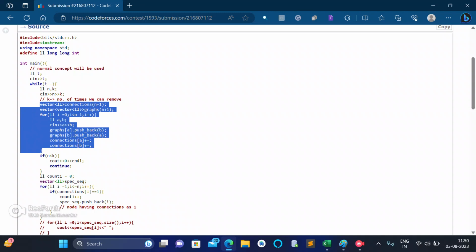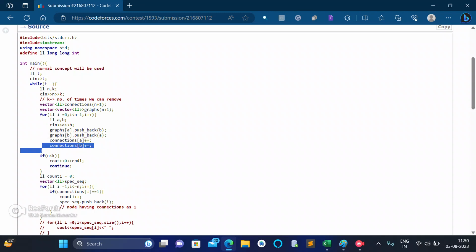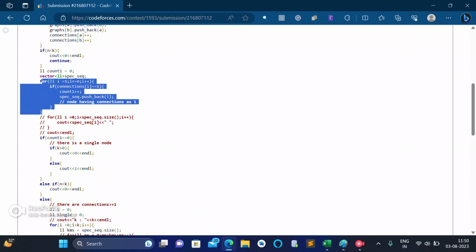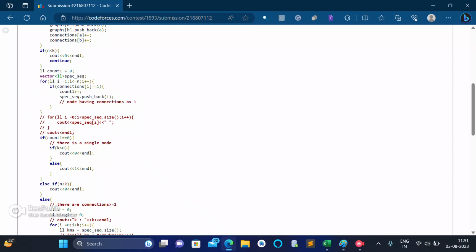So what I will do is, first I have made graph and connections. Here graph represents the adjacency matrix and connections represent the number of connections each one is having. I have made a check: if n is less than k, cout 0 and continue. After that, I will make a count1, and if connections of i is 1, then increase the count, and I put all that in the special sequence.